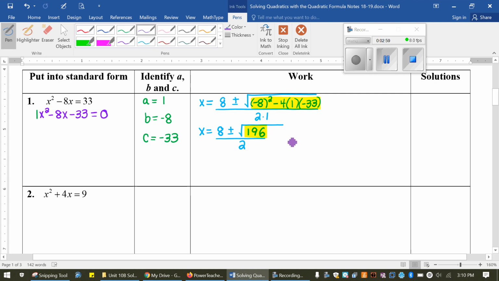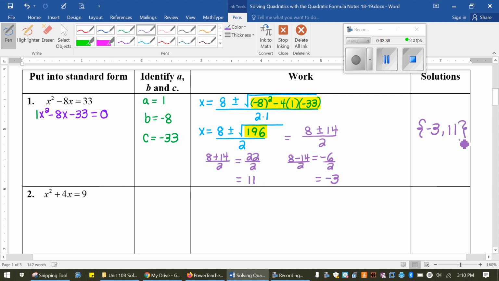From here, this is a perfect square. So my next step would be 8 plus or minus, and the square root of 196 is 14. And then all of that is over 2. So you're going to have two answers here. You're going to have 8 plus 14 over 2. So that's 22 over 2, meaning you get 11. And then 8 minus 14, which is negative 6, over 2. So we get a negative 3. So our two solutions here are negative 3 and 11.